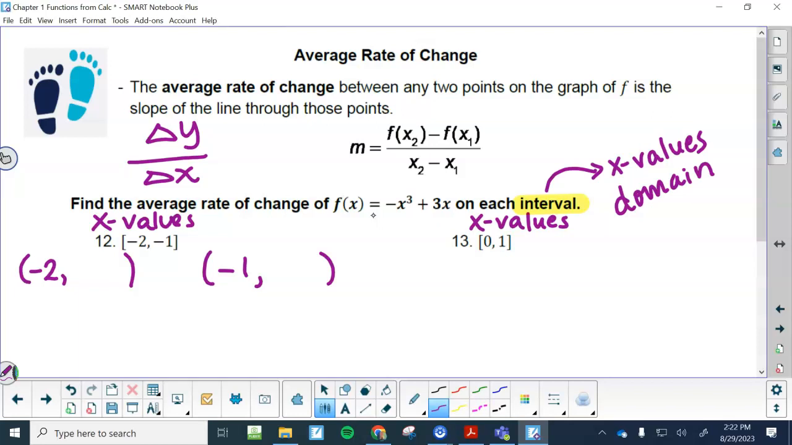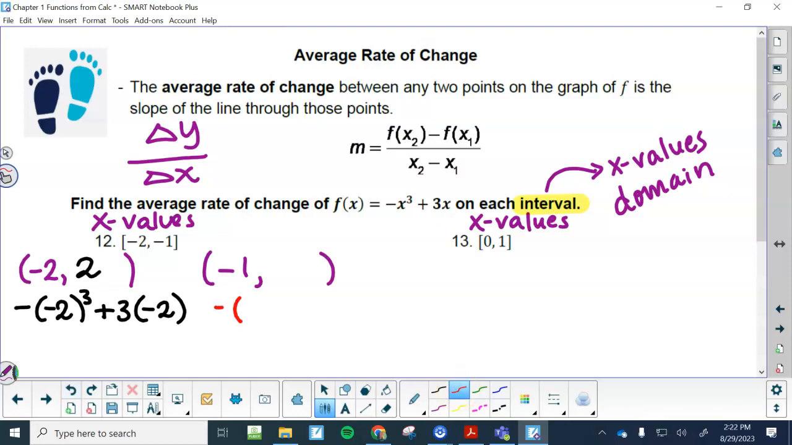Find the output. So when we find the output for this first one, don't forget you have a leading negative. So negative, and then -2 to the third, plus 3 times -2. That's going to be one of the y coordinates that matches -2. What does that turn into? What's -2 times -2 times -2? -8. But then times that negative turns into a +8. So this is a +8 plus -6. What's a +8 plus a -6? Good.